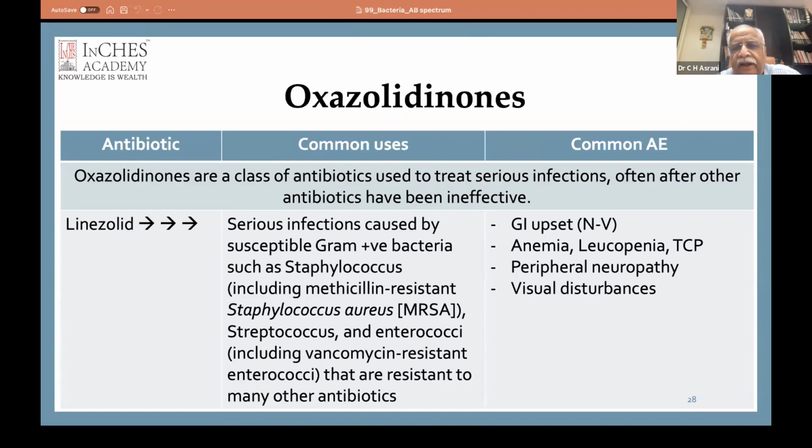GI upset, anemia, leukopenia, thrombocytopenia, peripheral neuropathy, visual disturbances. Normally, if we are giving for 5 to 10 days, we generally do not do a CBC or anything.